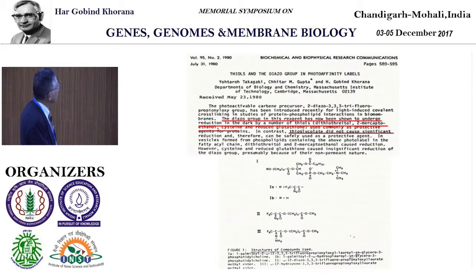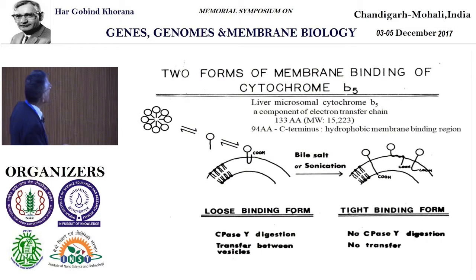But unfortunately, this diazo group got reduced by dithiothreitol or beta-mercaptoethanol reductants. And so I looked for a protein that doesn't have any cysteine for a sequencing project, and I found Cytochrome B5 in Dayhoff's protein atlas.